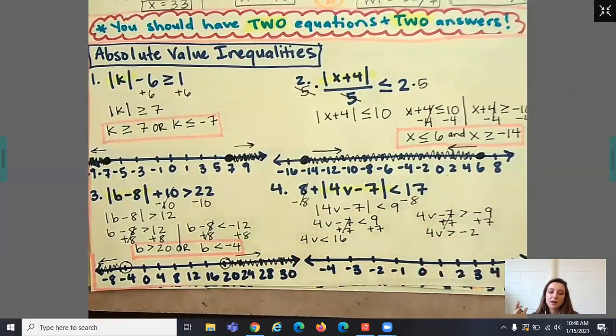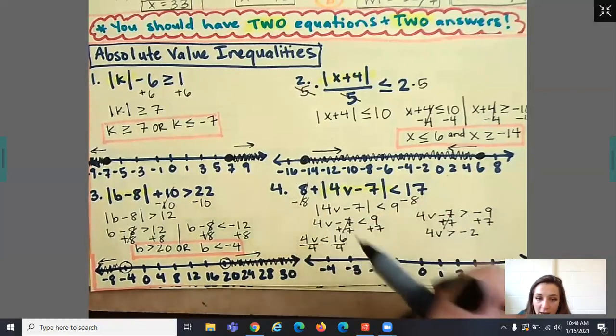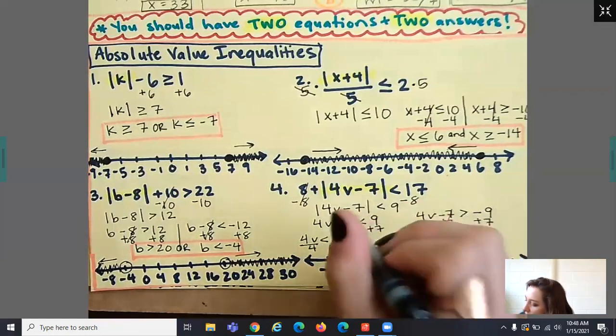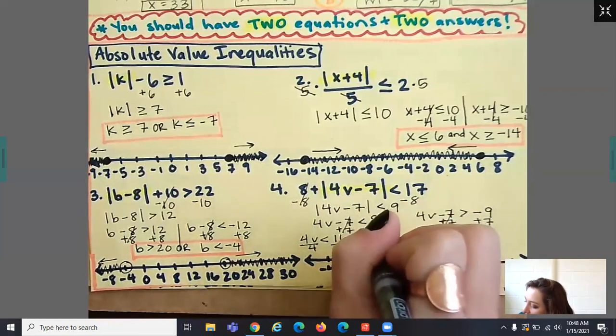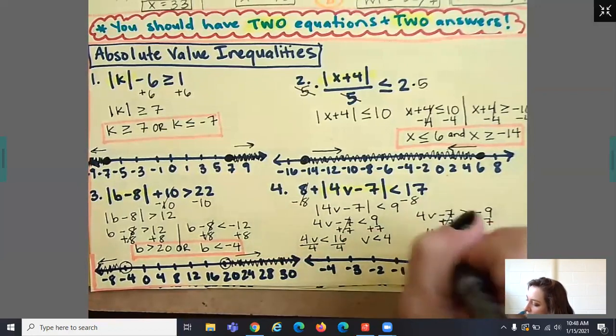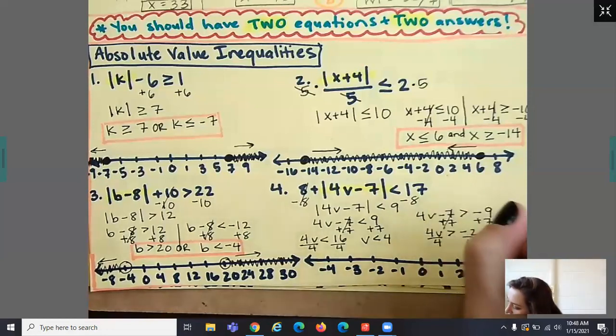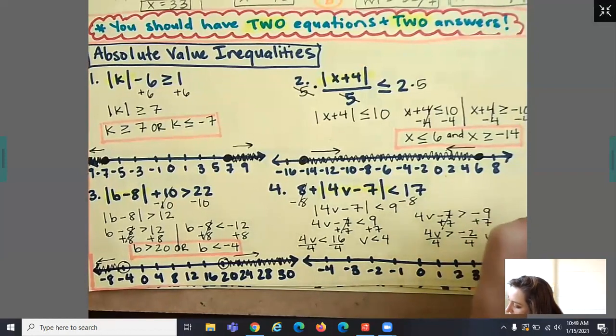Now in each of these equations, b is being multiplied by 4, so we need to divide by 4 on both sides. 16 divided by 4 is 4, so we get b is less than 4. And in our other equation, when we divide by 4, we get b is greater than negative 2 over 4. But negative 2 over 4 can be reduced to negative 1/2, so b is greater than negative 1/2.